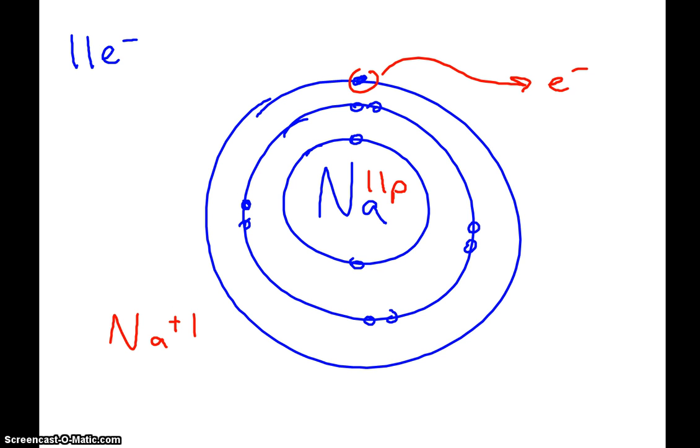So here's the case of sodium. Sodium has an atomic number of 11, so it has 11 protons. It also has 11 electrons, but only has one valence electron. And that's unstable, and it will give it up. So it will give up this electron and become sodium, and because it gave up a negative charge, it has one extra proton, so it becomes positive 1.